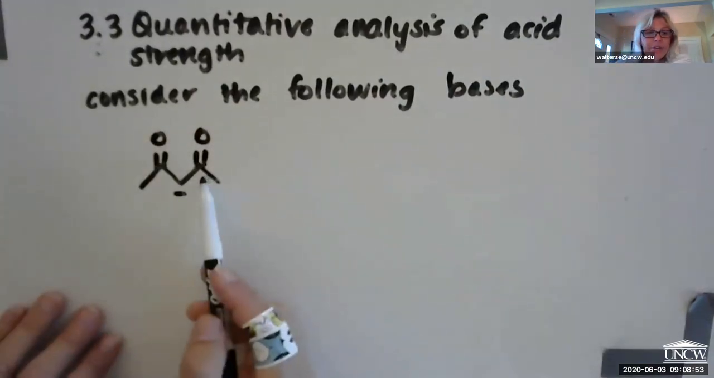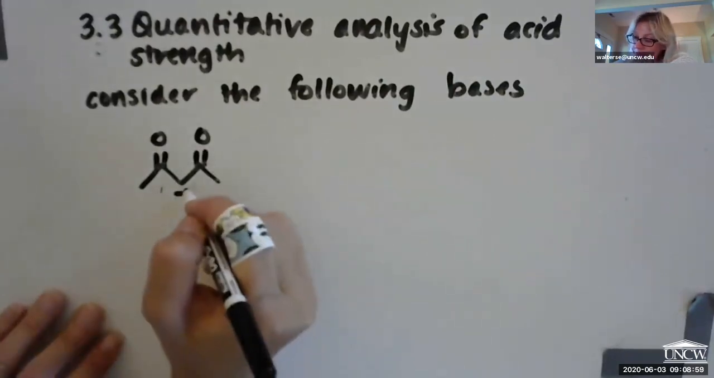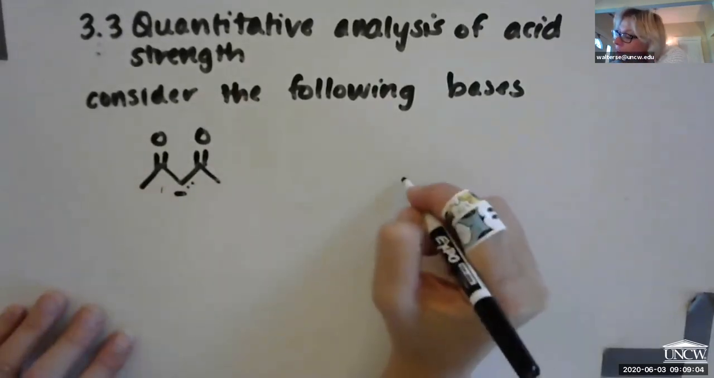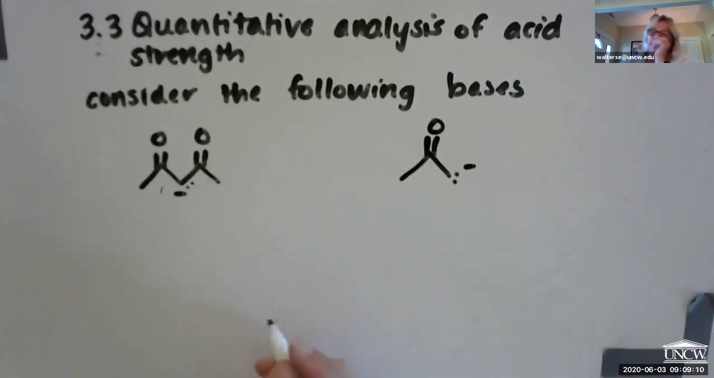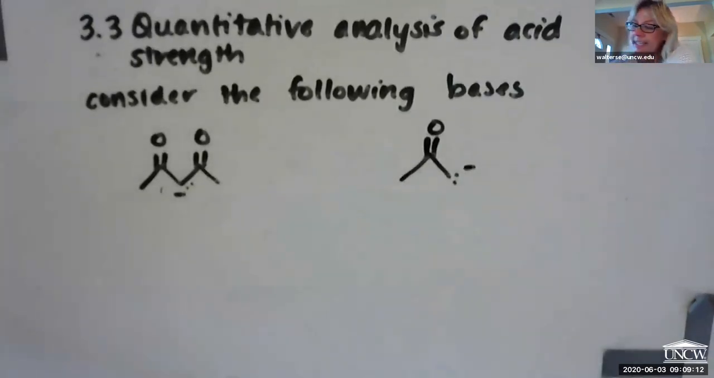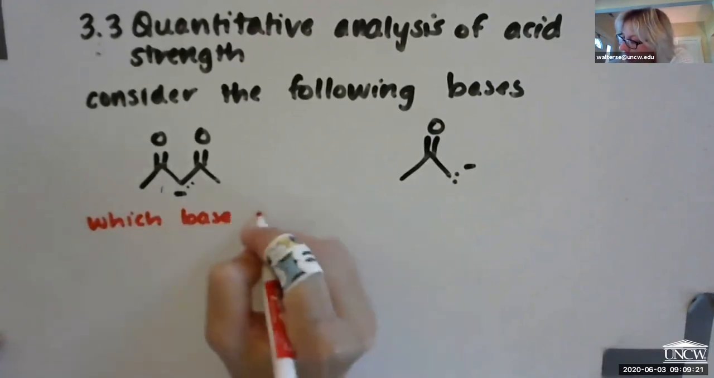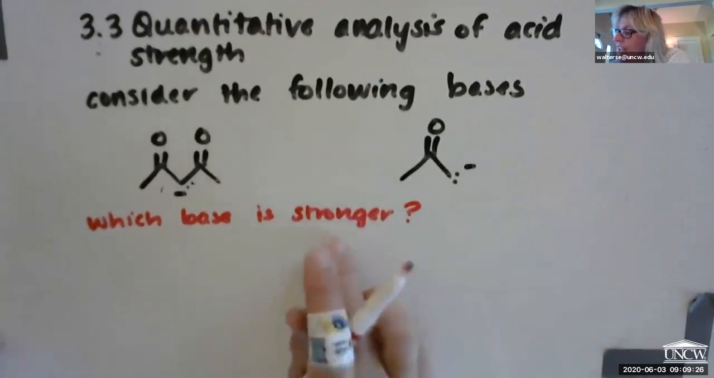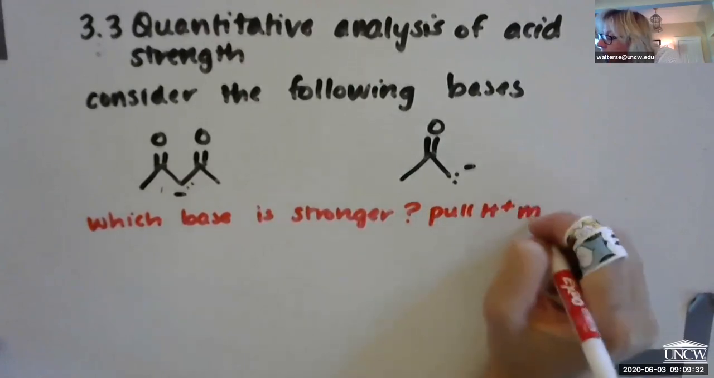So it's a diketone. So this carbon in the middle is carrying a lone pair and a negative charge, and there's a hydrogen not drawn. The other is just a ketone. So we have these two bases, and then the question is going to be, which base is stronger? Right? And when you say a base is stronger, it's going to pull protons more easily.